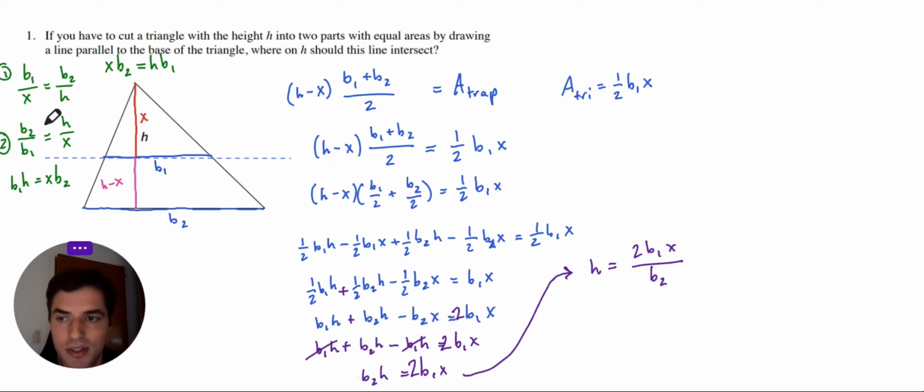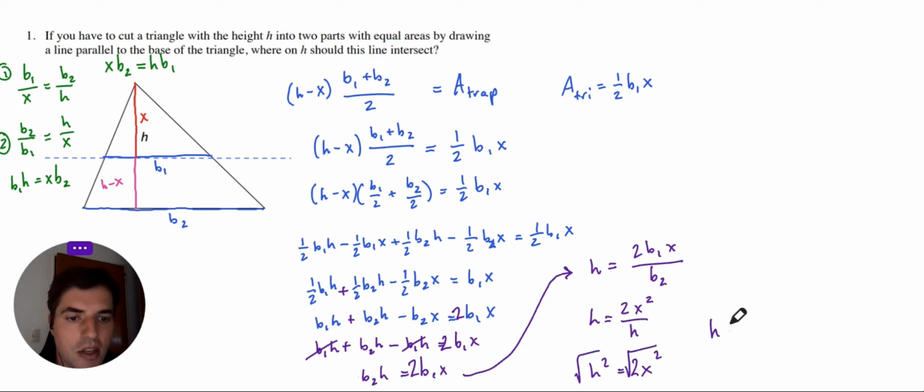And now I can use my second formula here, which says b2 over b1 is equal to h over x. We could also think of this as b1 over b2 is equal to x over h. So we have h is equal to 2x squared over h. Multiply both sides by h. We have h squared equals 2x squared. Take the square root, and we have h is equal to square root of 2 times x.